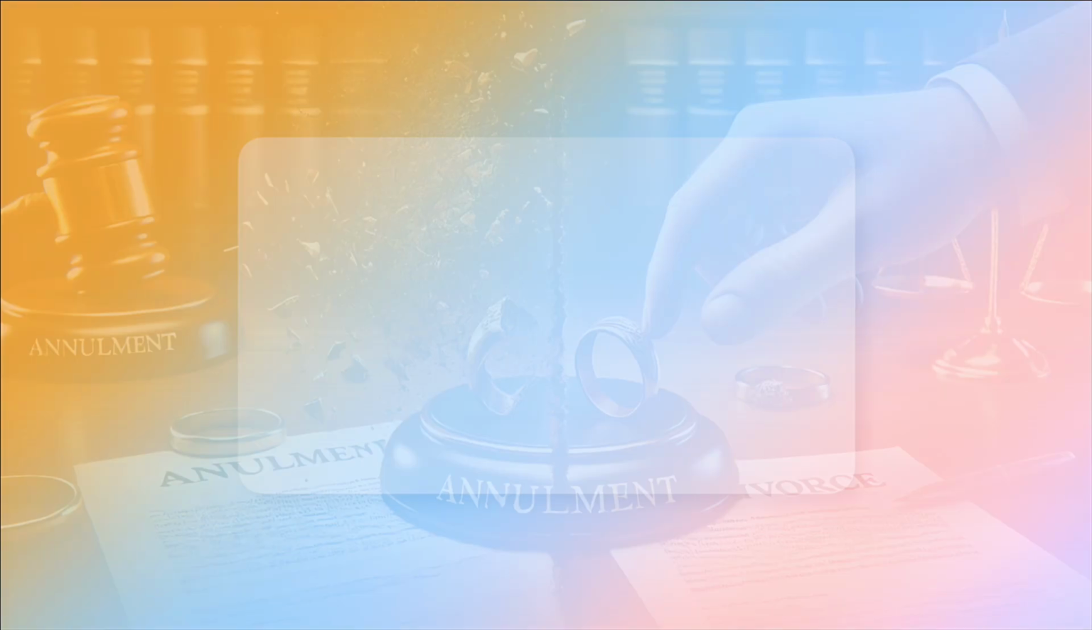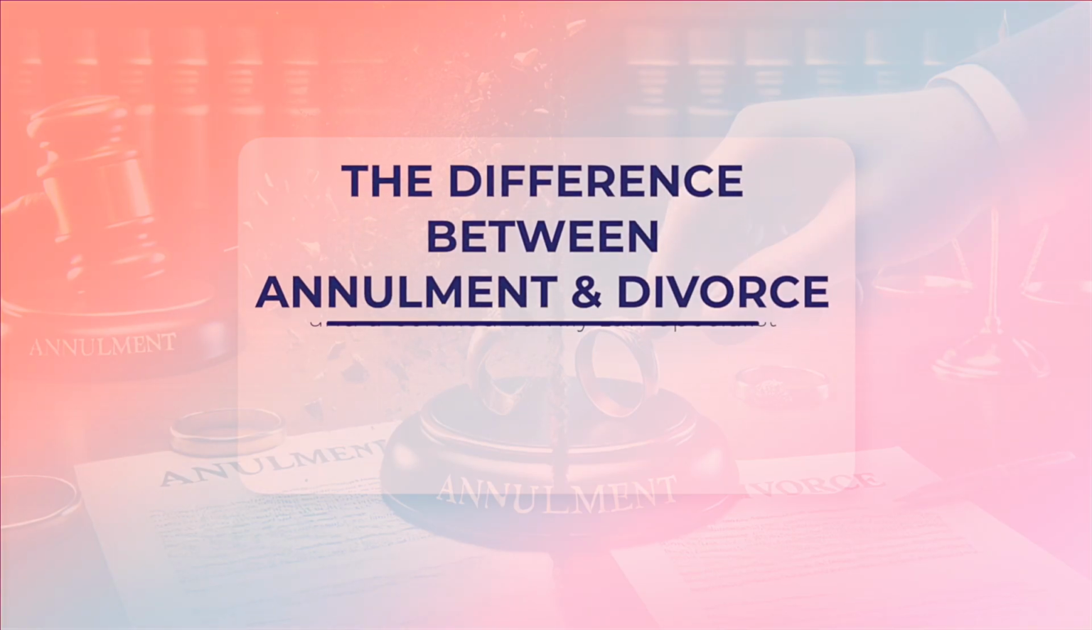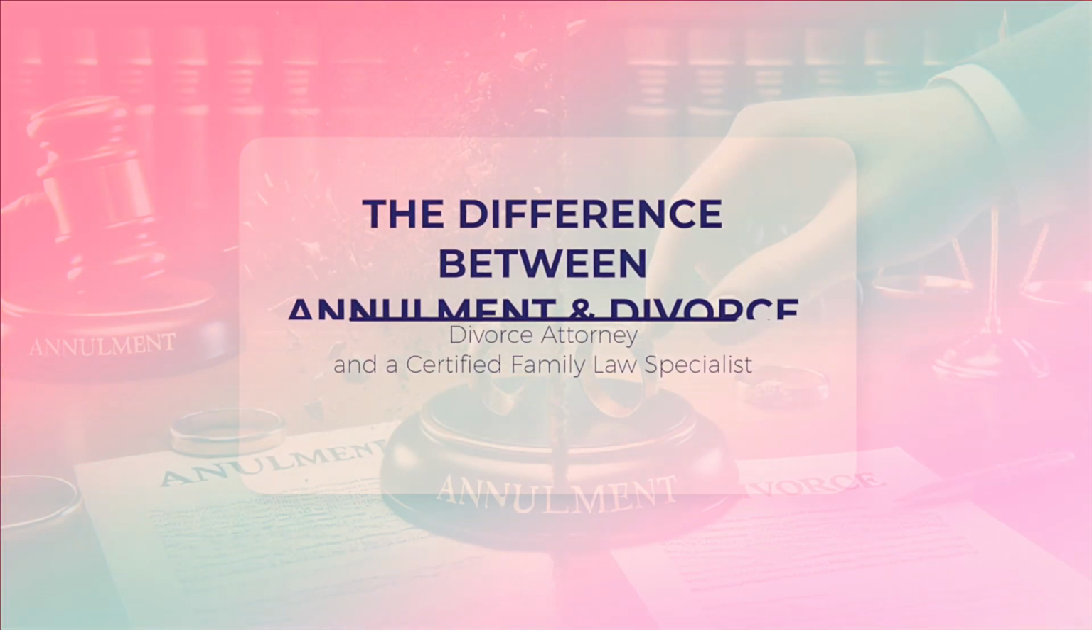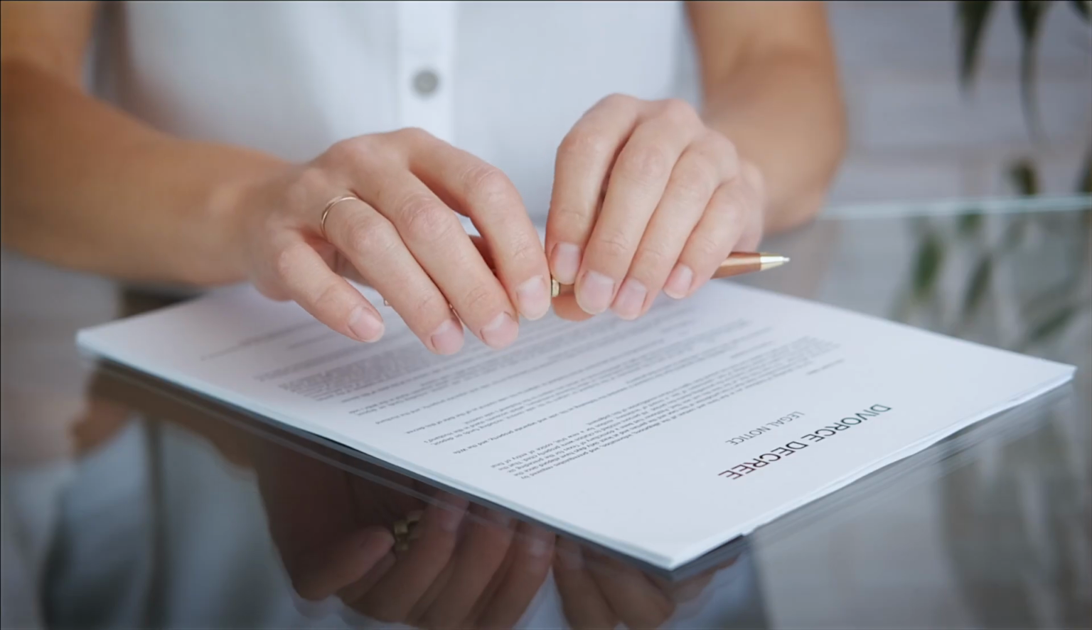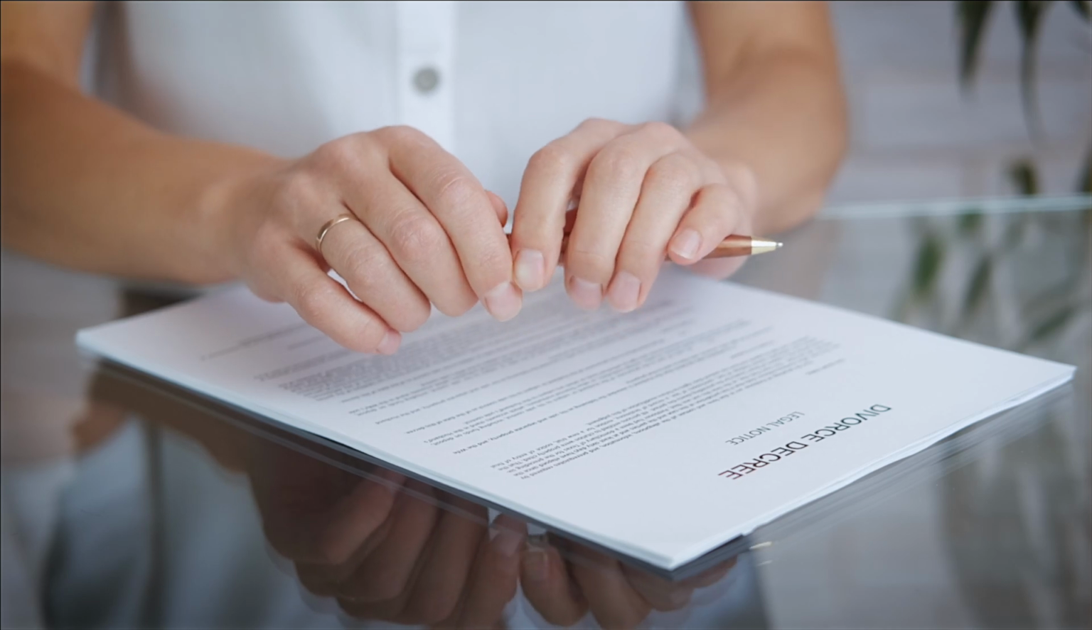When you're really, really upset about your spouse and would like to file for divorce, the first thing that comes to mind is, I want to annul this marriage. Let's discuss the difference between annulment and divorce. When you file for divorce, afterwards the judgment will say you're divorced, and then afterwards you can say I'm divorced.